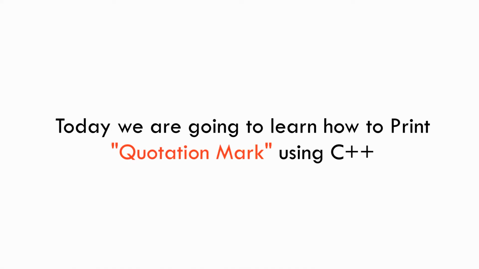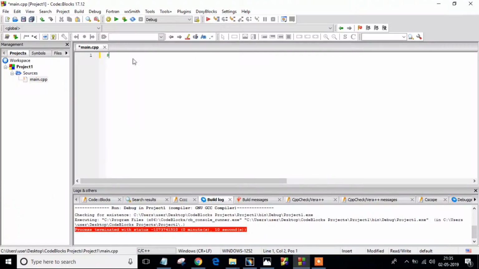So today we are going to learn how to add a quotation mark using C++. Quotation mark is nothing but the inverted comma, which is a little difficult while we create a program. So let's check how we can do that using C++. I'm going to use the Code::Blocks IDE.